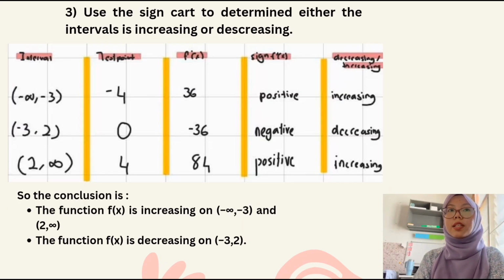The third step is testing the sign in each interval. By the critical points, we get 3 intervals: negative infinity to negative 3, negative 3 to 2, and 2 to infinity. To determine whether the function is increasing or decreasing on these intervals, we need to test the sign of f'(x) in each interval by picking a test point. For the first interval, negative infinity to negative 3, my test point is x = -4.